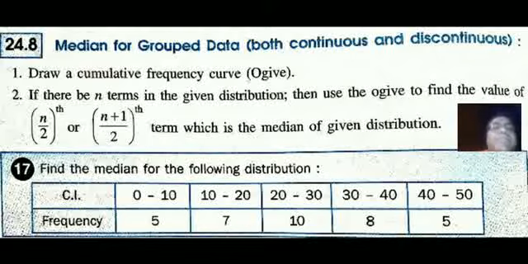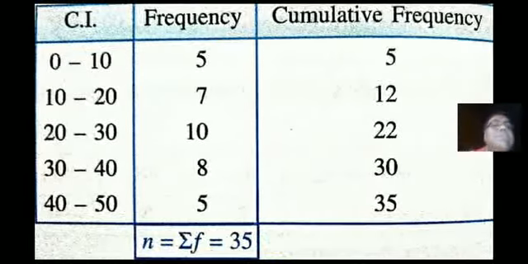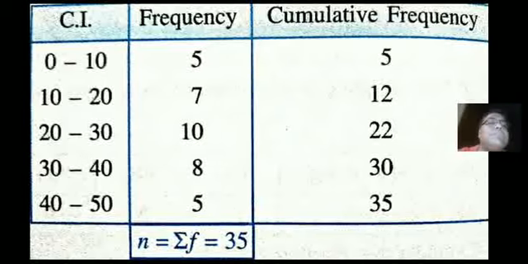Here is the question. Find the median for the following group data distribution. The class intervals given are 0 to 10, 10 to 20, 20 to 30, 30 to 40, 40 to 50, and the frequencies given are 5, 7, 10, 8, 5. First we will find the cumulative frequency. From these, 5, 12, 22, 30, 35 is your cumulative frequency.